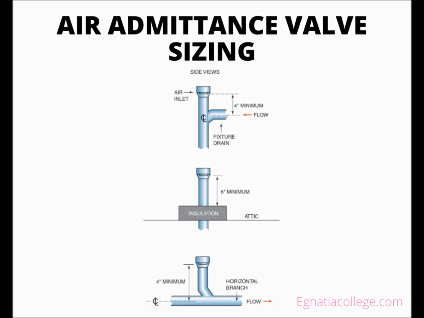The AAV must be in an area where there is adequate air to enter a DWV system through it. The height above the trap and above the insulation in an attic is regulated.